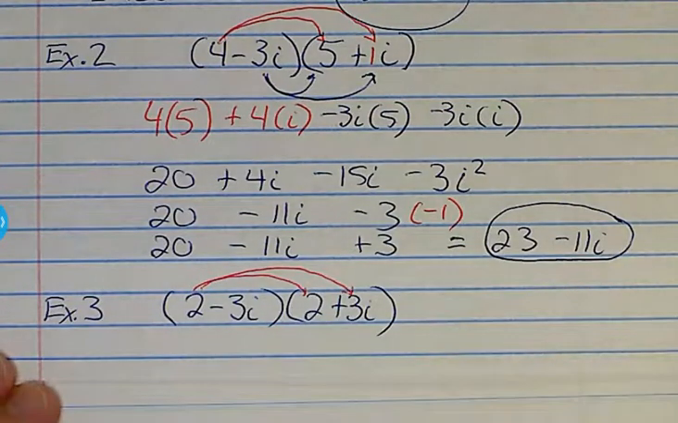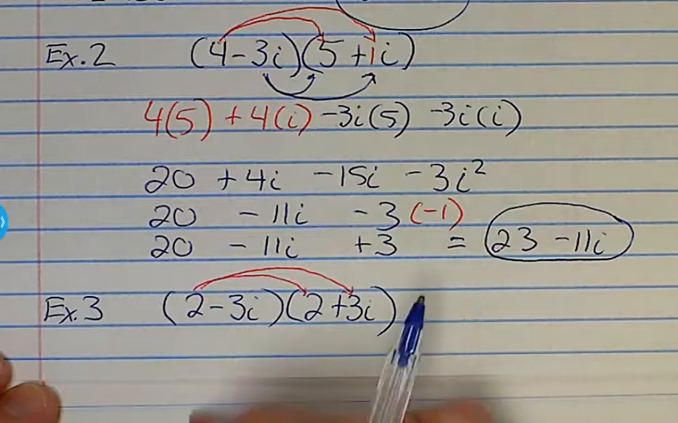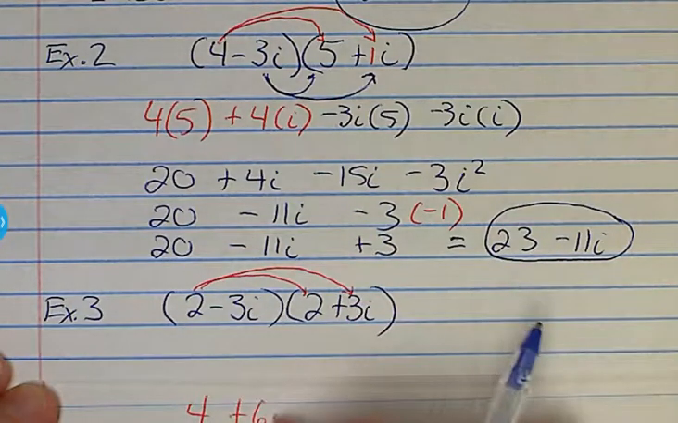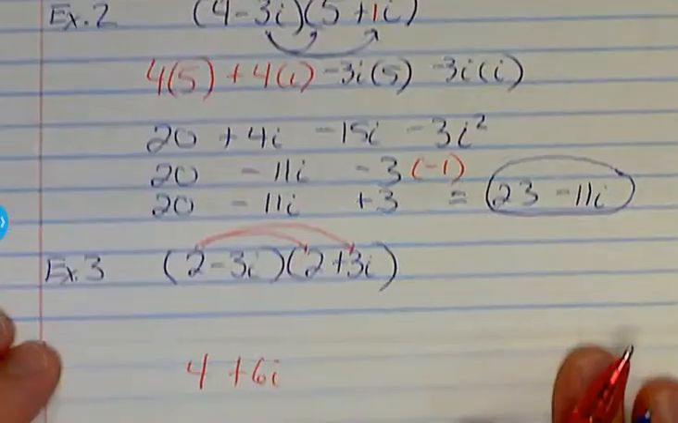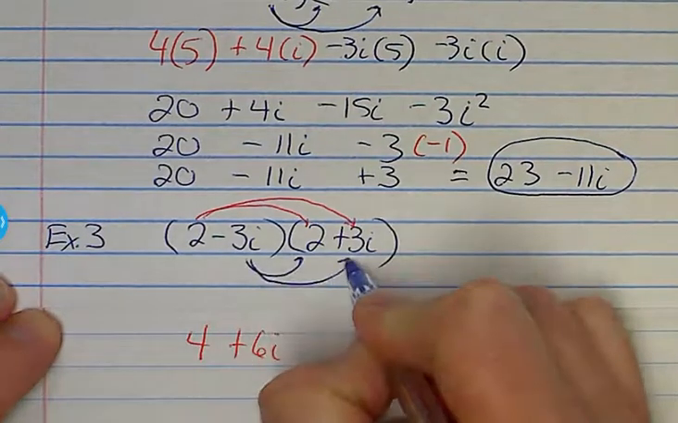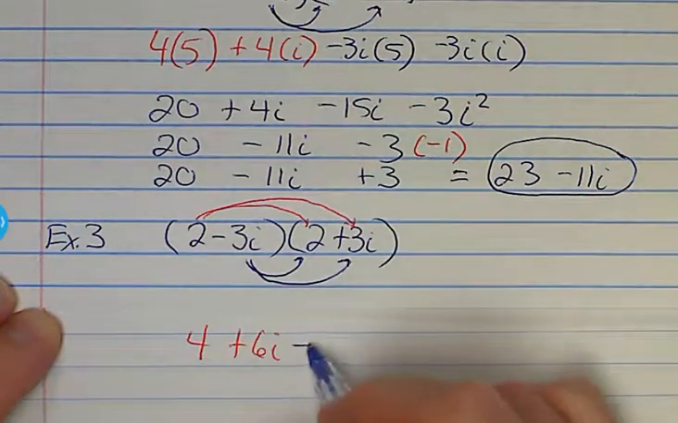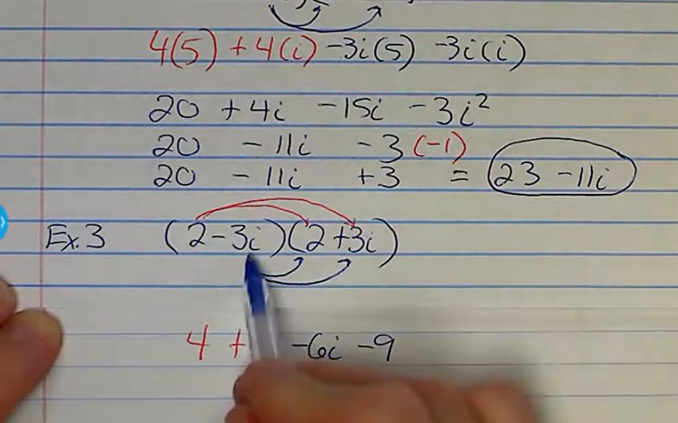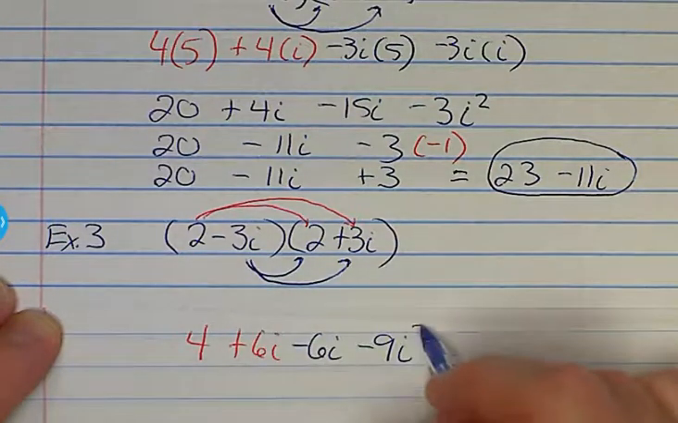Okay, so first step, going through the full method here, we've got 2 times 2 for 4. We've got 2 times 3i for a positive 6i. We've got negative 3i times 2, that's a negative 6i. Negative 3 times 3 is a negative 9. And again, when we do i times i, that makes that i squared.